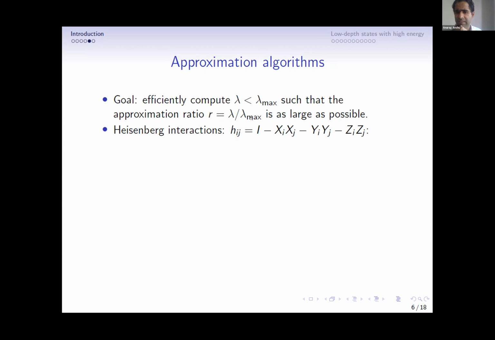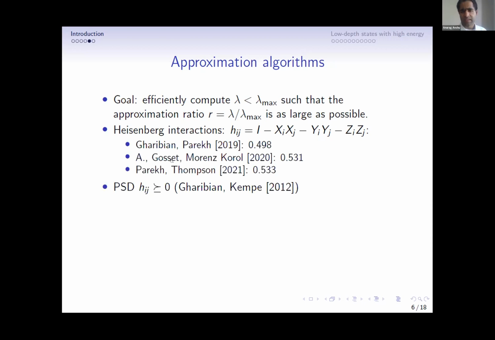If you write this down as a matrix, then Hij basically projects onto the maximally entangled state between qubits i and j. So this is known as a Heisenberg interaction. And maximizing the energy amounts to trying to make every pair of qubits maximally entangled. We know that that's hard. We can't make every pair of qubits maximally entangled. That's known as monogamy of entanglement. So I can't achieve R very close to 1 so easily.